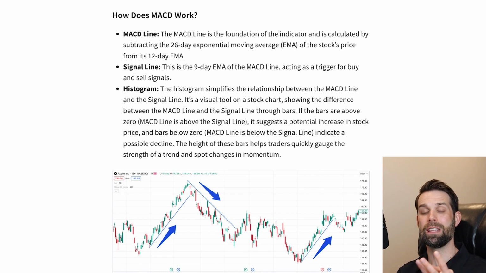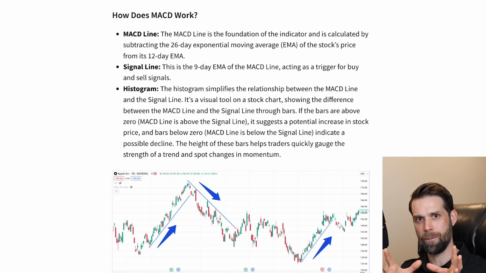So there are really three things going on with the MACD indicator. You've got the MACD line itself, then you've got this thing called a signal line, and then you have a histogram. So we're going to talk about these and we're going to see them in action as well. The MACD line is the foundation of this indicator, and basically it's calculated by subtracting the 26-day exponential moving average of the stock's price from its 12-day exponential moving average. So you take the 12-day moving average and you subtract the 26-day moving average.